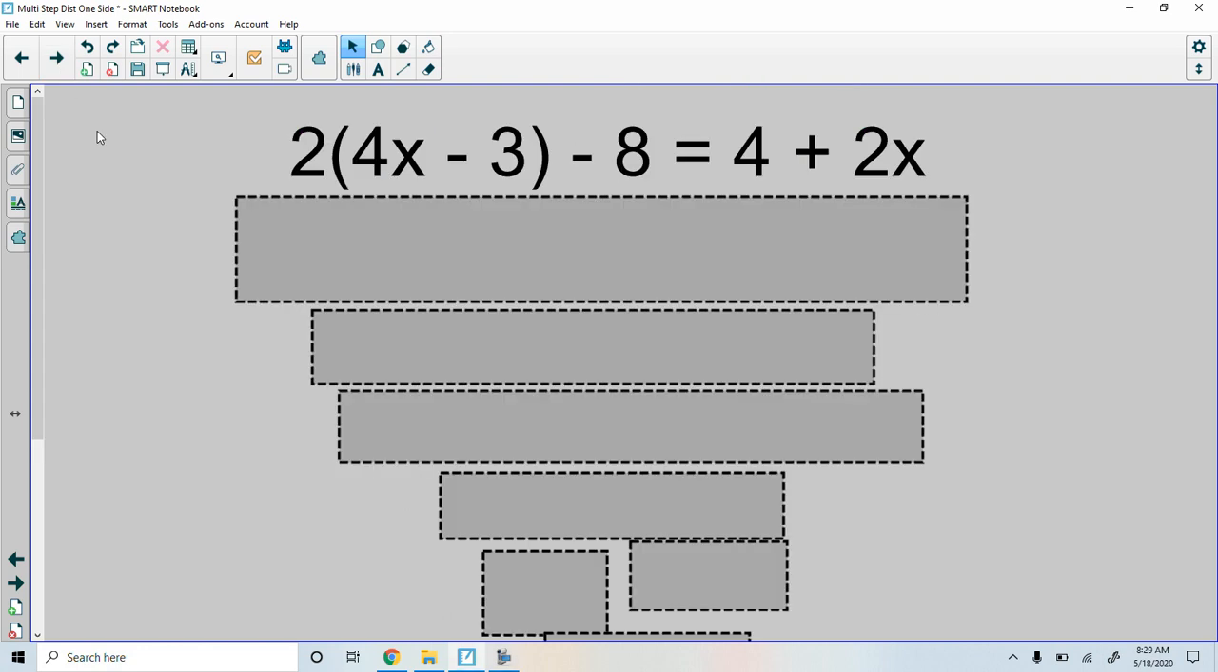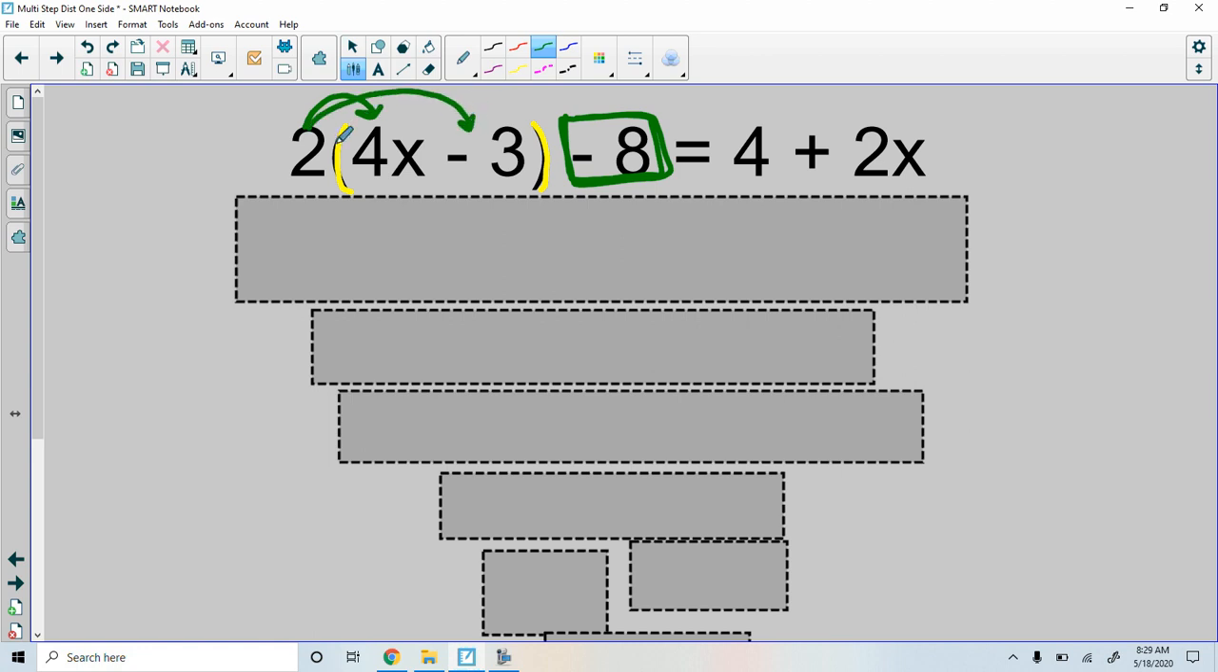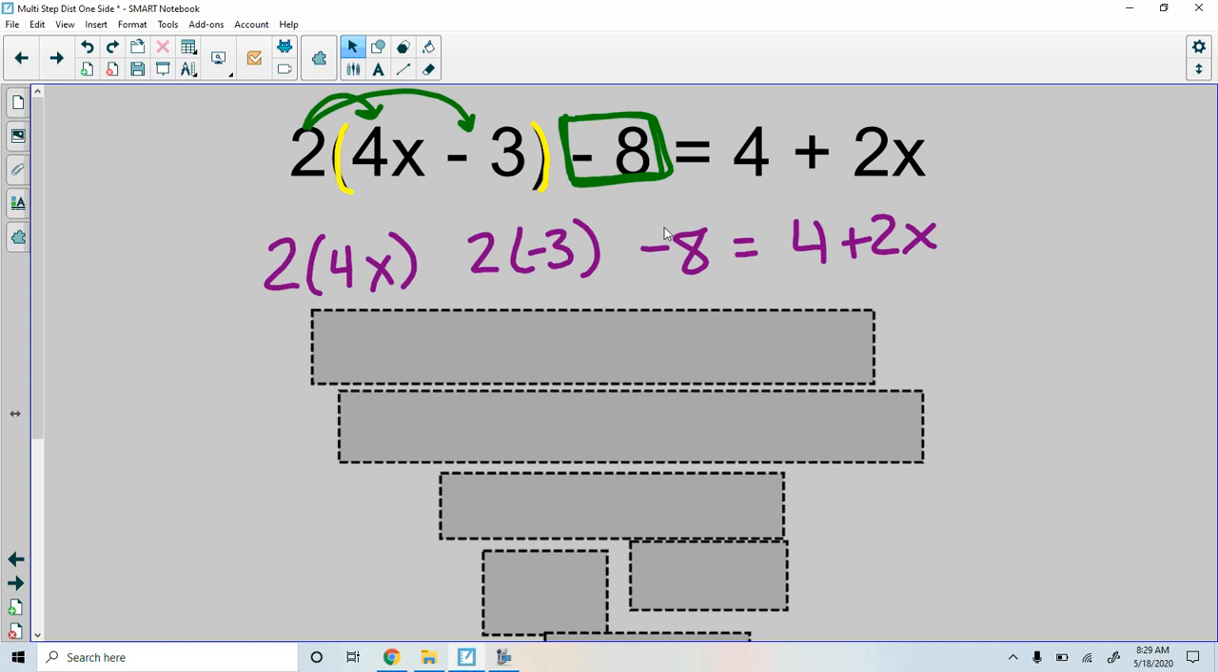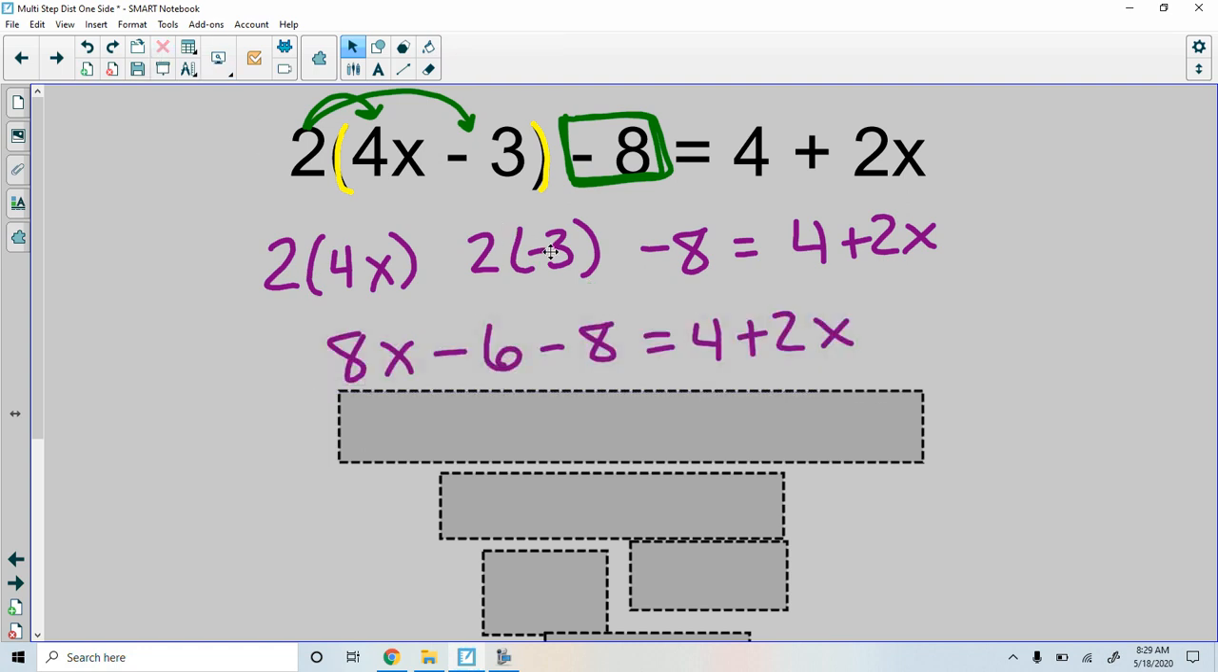I have one more to try. Parentheses is on the other side, but that's okay. We do the same thing. And then we have this extra piece that's not inside the parentheses, so we don't multiply it by 2. We just multiply the stuff inside the parentheses. So 2 times 4x and 2 times negative 3. And that negative 8 stays. We haven't done anything to it. This all stays. We haven't done anything to it. 2 times 4x is 8x. 2 times negative 3 is negative 6, so we get this negative here.